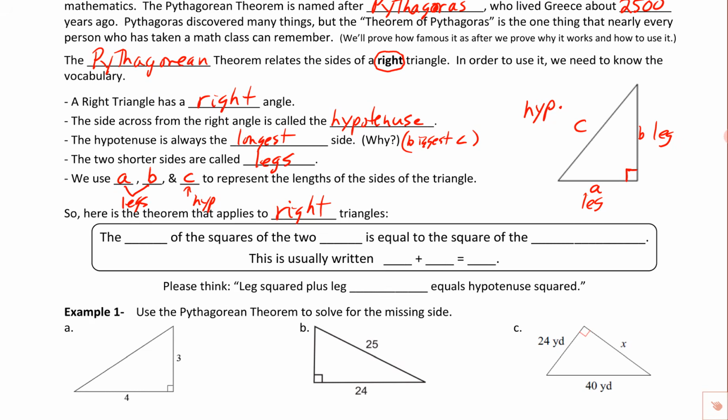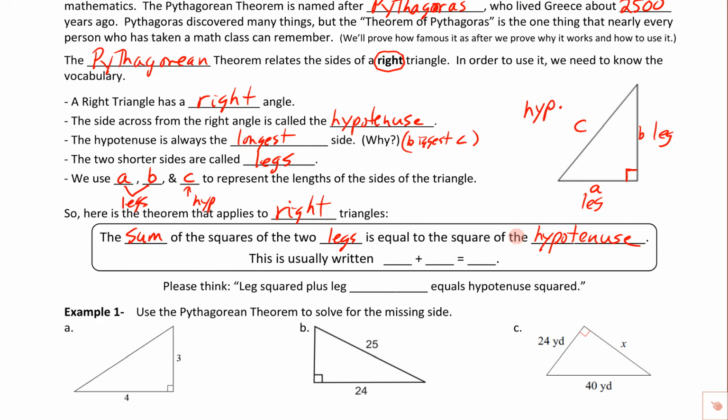So here it is. So the sum, we'll write the word sum right here, the sum of the squares of the two legs is equal to the square of the hypotenuse. We're going to write that again. Good practice here, hypotenuse. So the sum of the squares of the two legs is equal to the square of the hypotenuse. And normally we remember it just with this little formula, this little equation.